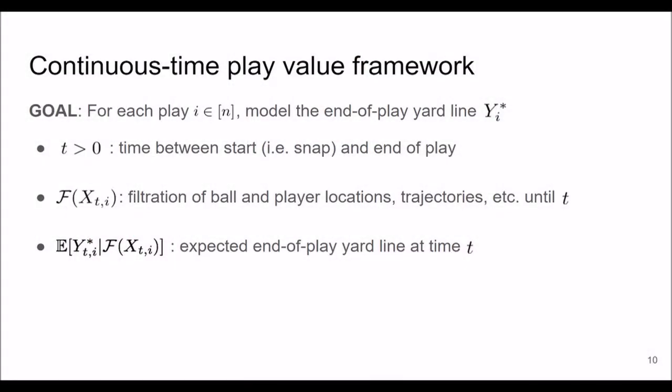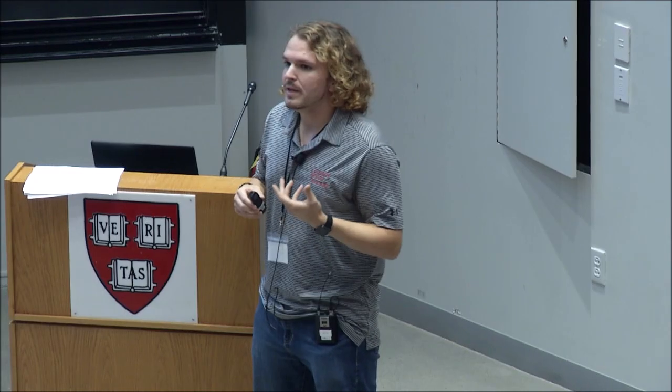We're going to do this at time t, where I represent all the information I have, this filtration, of ball carrier location, player locations, speed, and trajectory. All this means is what information I have observed up until this point t. And I just want to model the expectation of this end-of-play yard line given this filtration of information.